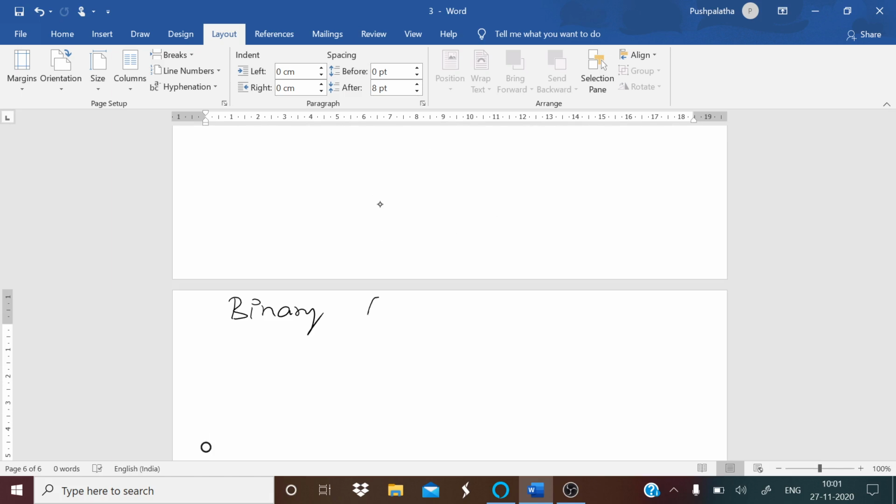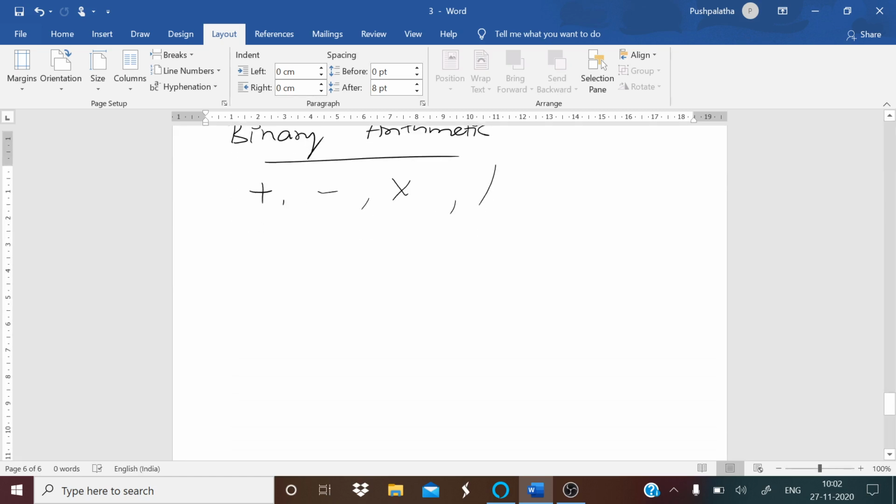Binary arithmetic. So what is binary arithmetic? Arithmetic involves addition, subtraction, multiplication and division operations. These are the fundamentals for all digital computers. In that, binary addition is one of the most important operations. The reason is that using binary addition, we perform all the other operations, even multiplication, subtraction and division. So let us go for binary addition now.